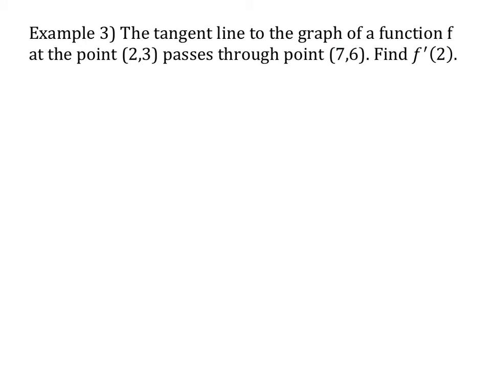So the last example, we actually have one that you may have done using Khan Academy before, but we'll just go over it again. The tangent line to the graph of a function f at the point 2, 3 passes through point 7, 6. Find f prime of 2. So even though there's not much information given on the curve, we don't know how it behaves, I'll try drawing something out just for us to get a better idea.